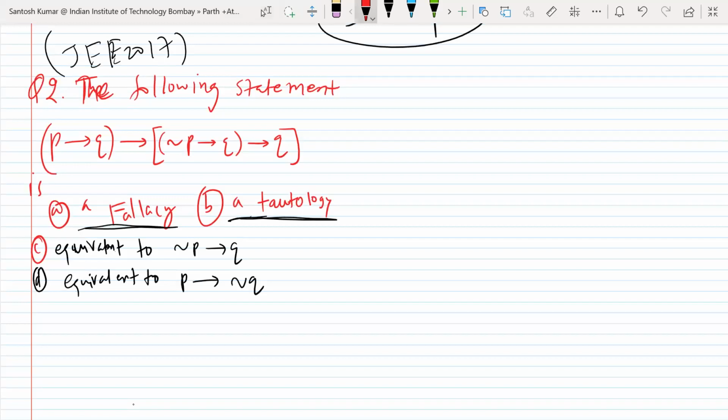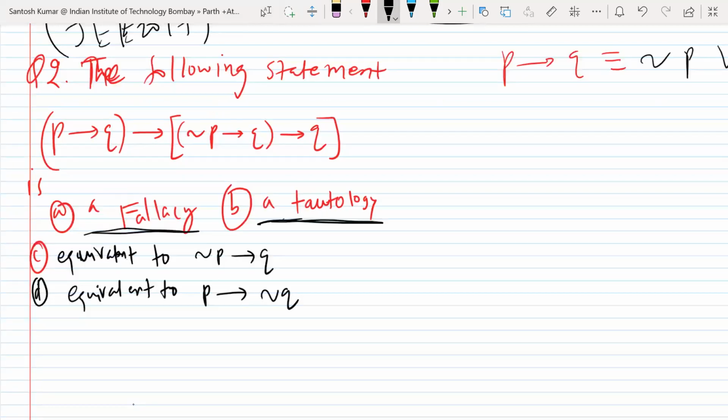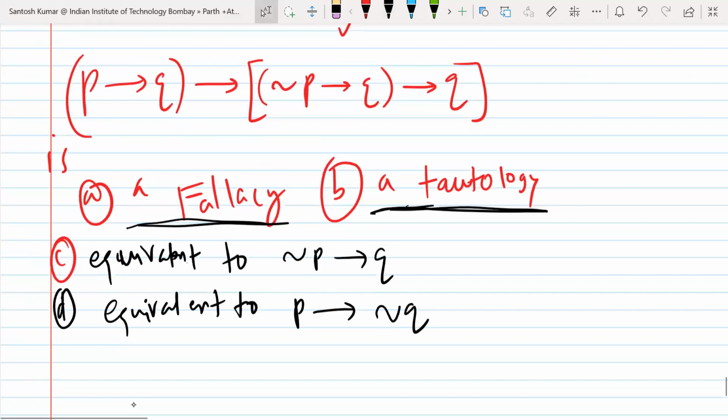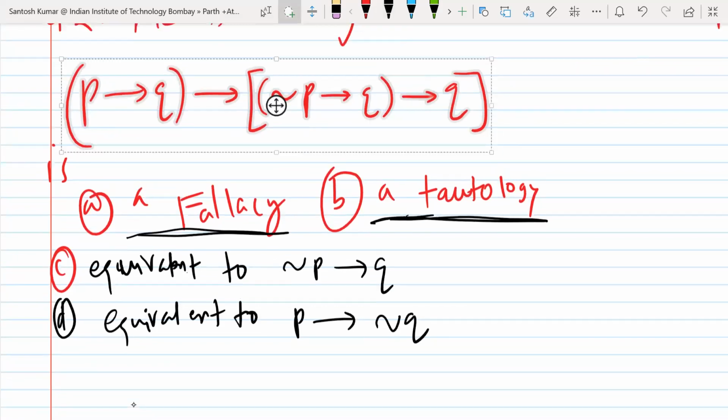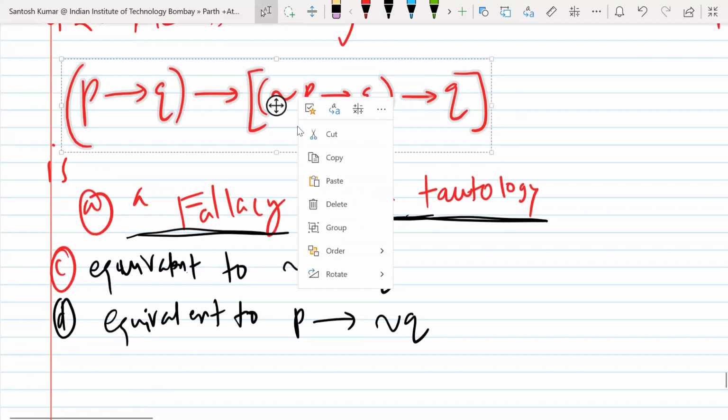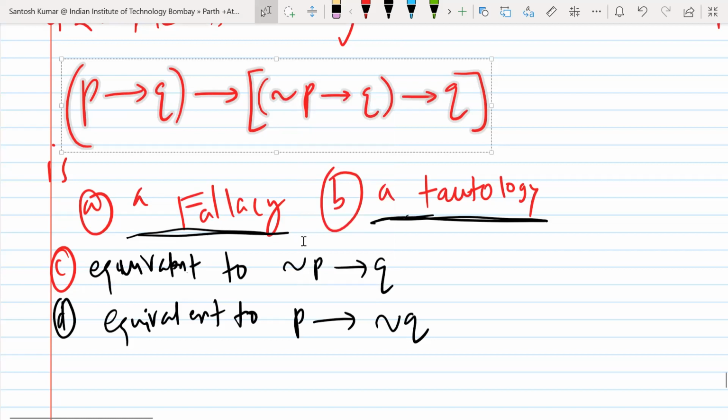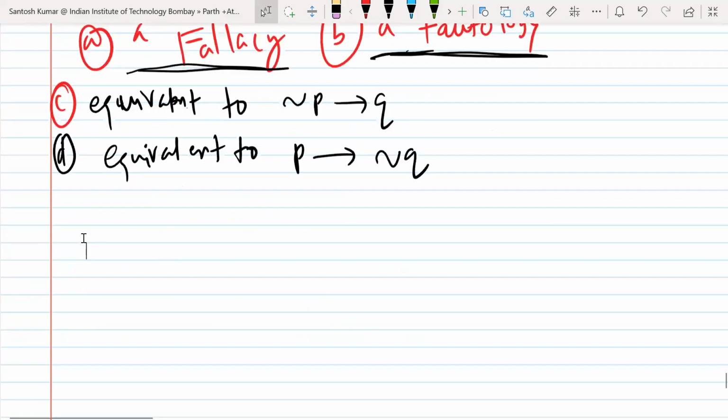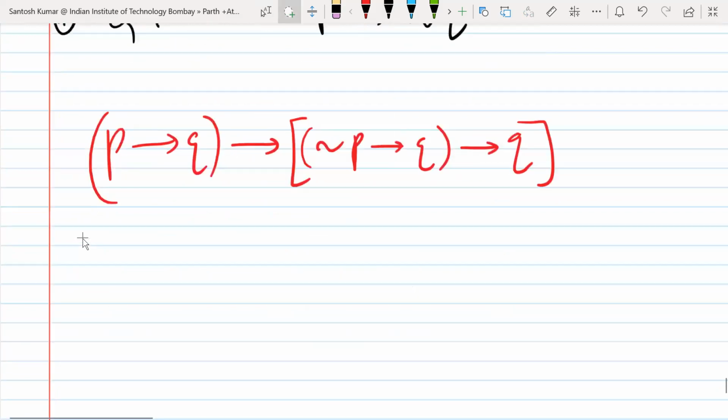Okay, so let's see. You know P implies Q is equivalent to what? In the last class we have seen. So what was that? Negation of P or Q. Yes, not P or Q. Okay, so let's use this everywhere. So this statement we have. Okay, so let me continue from here.